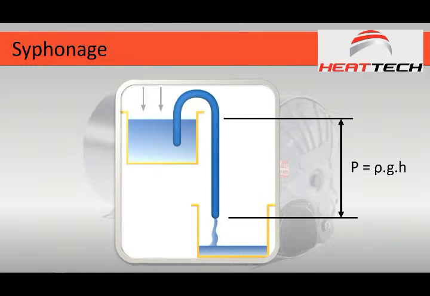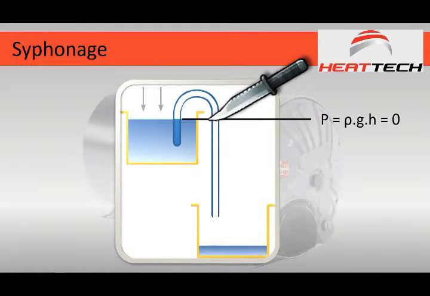Okay, if we now go back to our earlier example of siphonage. How do we stop it? If we look at this example, we have the water flowing. So how do we stop this water? How do we make it stop flowing? How do we prevent that?